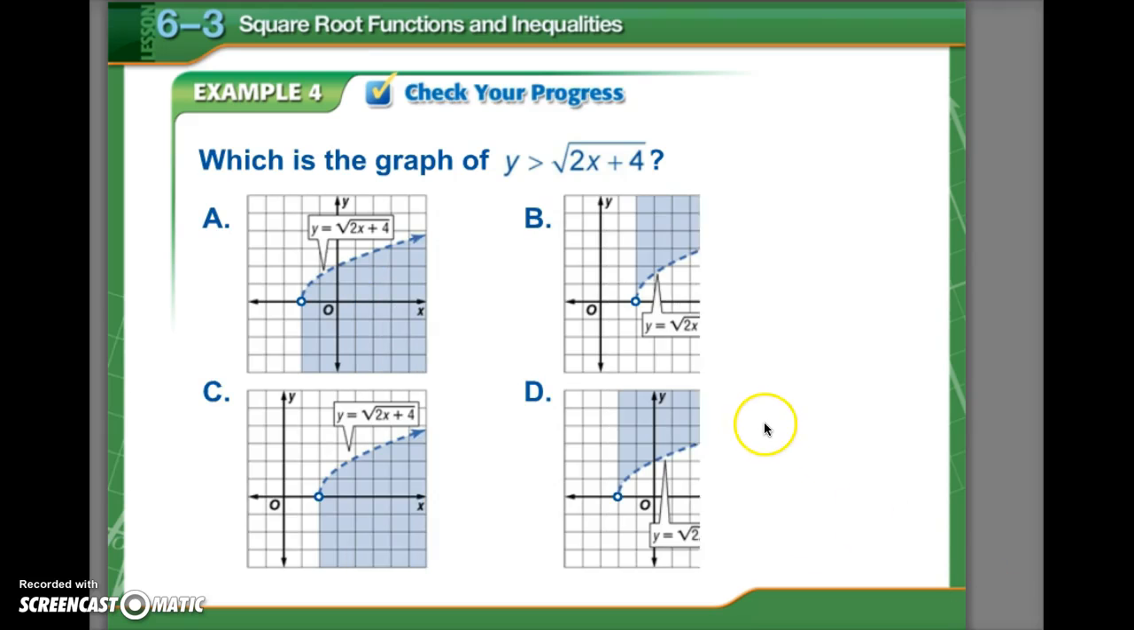All right, here's one for you guys to check your progress. Figure out which one is the graph of y greater than the square root of 2x plus 4. Pause the video as long as you need. When you have your answer, come on back and advance to the next slide.